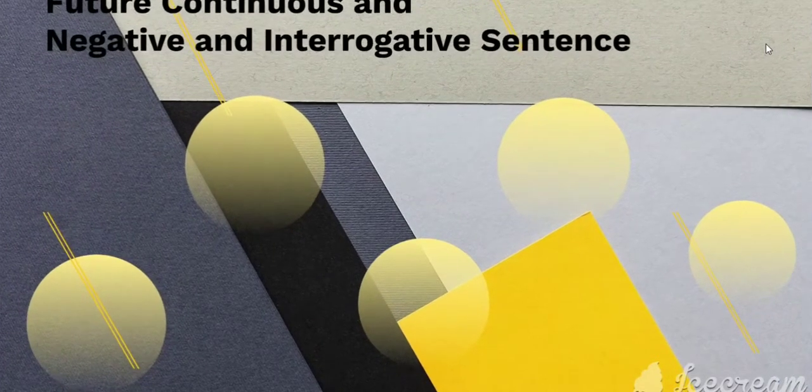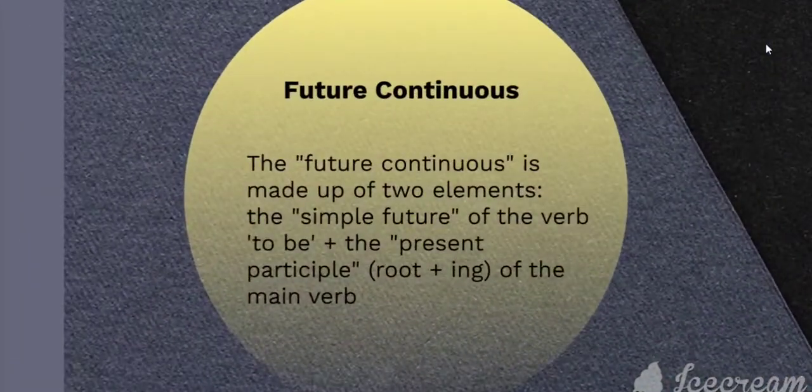Today we're going to learn about the future continuous and the negative and interrogative sentence. We're going to start with the future continuous. It says that the future continuous tense sometimes is also recognized as the future progressive, and it's a verb tense that indicates that something will occur in the future and continue for an expected length of time.